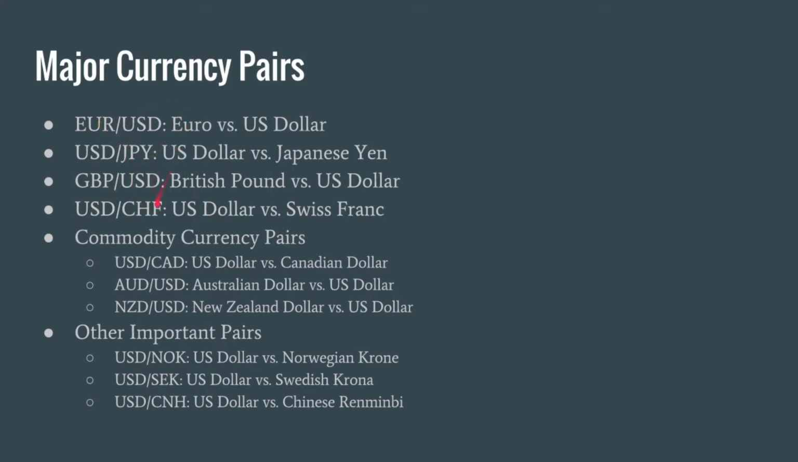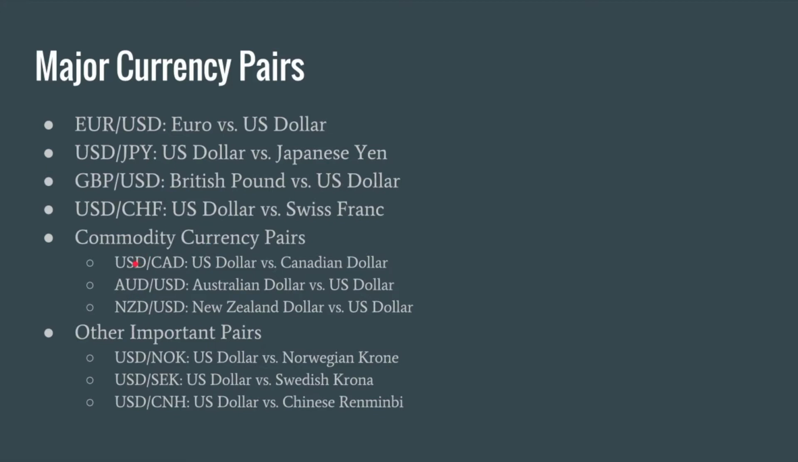These top four right here are really the most liquid, most heavily traded, most actively followed pairs by currency traders. So as you can see, there's the euro dollar pair, the dollar yen pair, the British pound dollar pair, the dollar Swiss franc pair, and then below I've also included the commodity currency pairs.